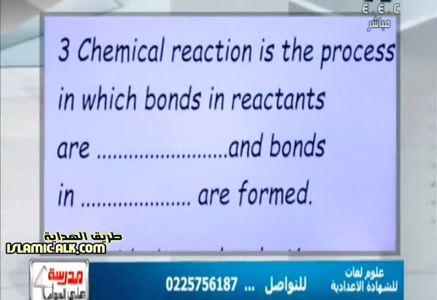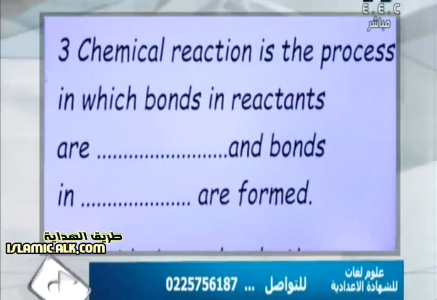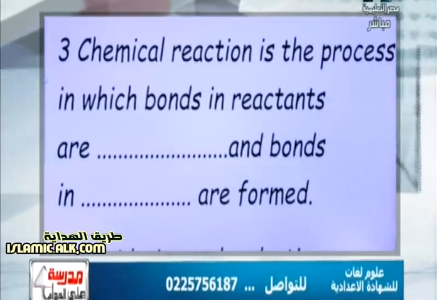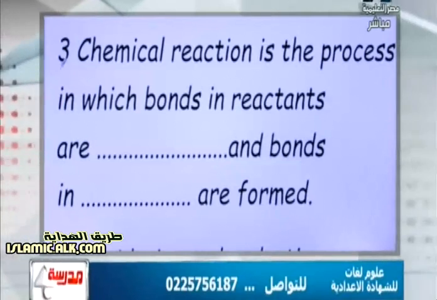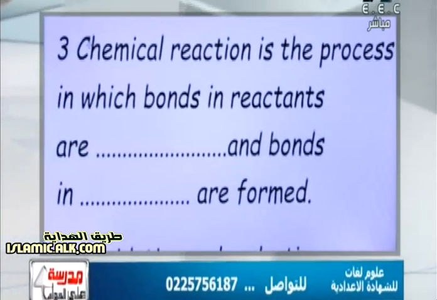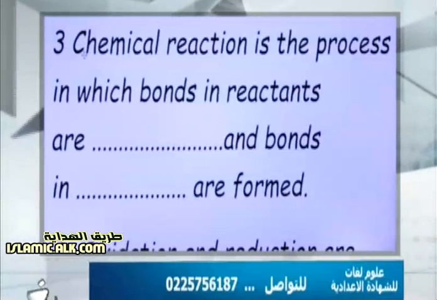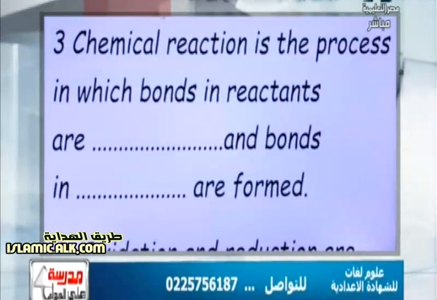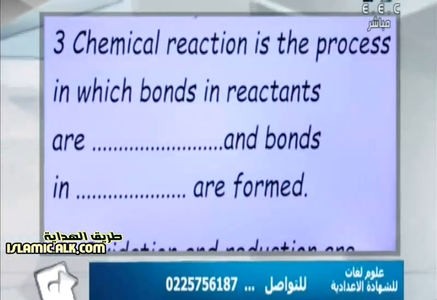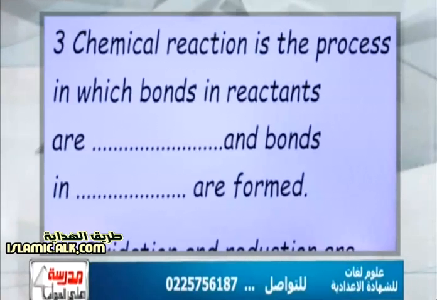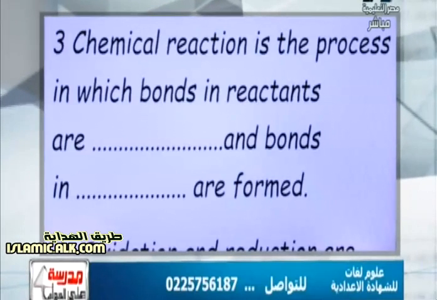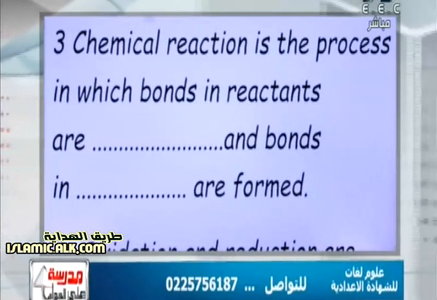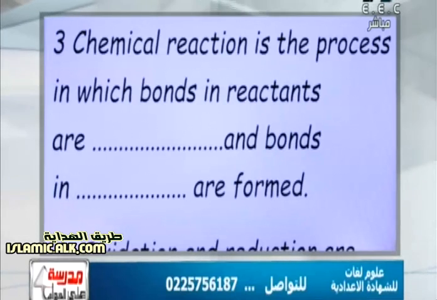As you see, complete. Chemical reaction as the first definition in this syllabus. The first question in our syllabus. We talk about the chemical reaction. Chemical reaction is the process in which bonds in reactants are broken, and bonds in products are formed. We have the two sides of chemical reaction as we studied before in first prep. Chemical reaction is breaking down the bonds in reactants and forming new bonds between the products.